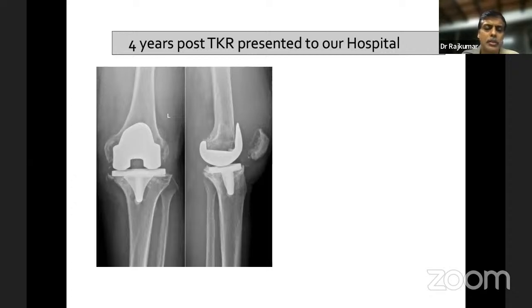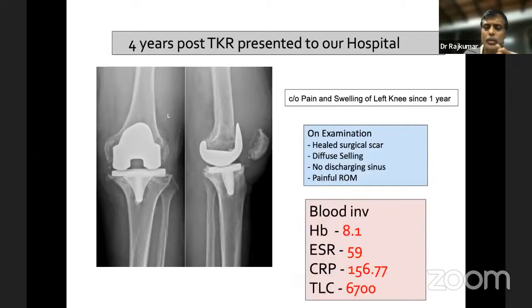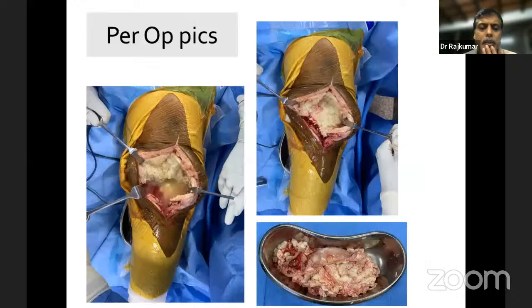It was very obvious that the prosthesis was loose, and the patient had a lot of swelling and pain in the knee while walking, and the blood parameters showed that the patient was having infection and was also anemic. So all parameters pointed towards septic loosening. No other option: we have to remove the implants and do a two-stage procedure. That was the plan. I explained to him in detail, and then I went ahead.